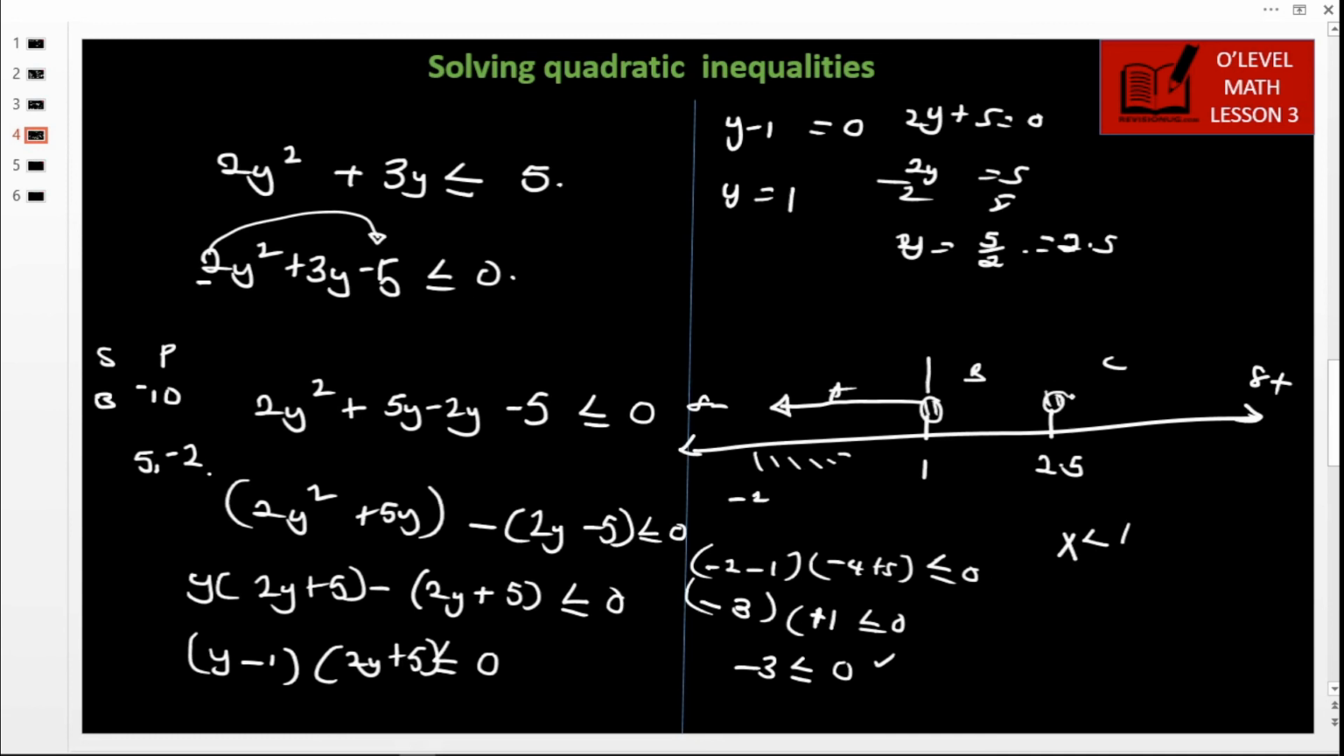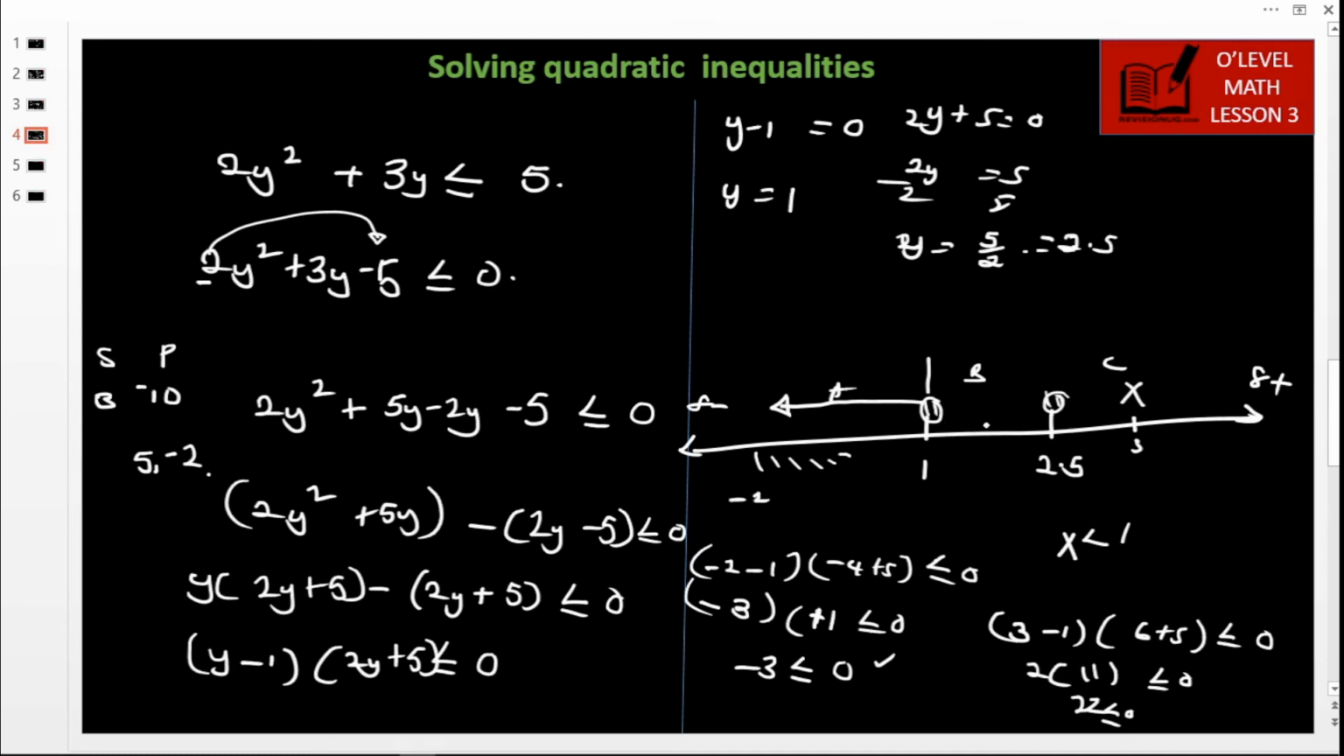Then let us test this one when it is greater than 2.5. Let us choose 3 here, then when we substitute in here, it will be 3 minus 1 into 6 plus 5. Is it less than 0? What are we having? 3 minus 1 is going to be 2, then this is 11, then less than 0, so this is going to be 22, less than 0, no. So this region we shall not get.